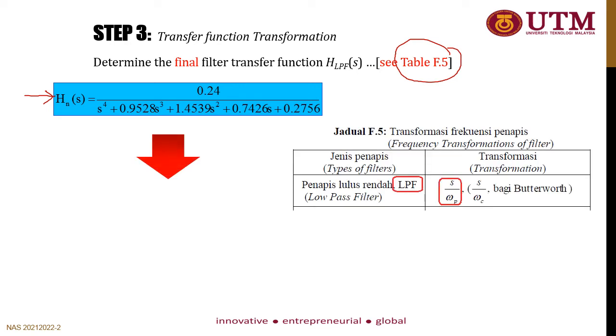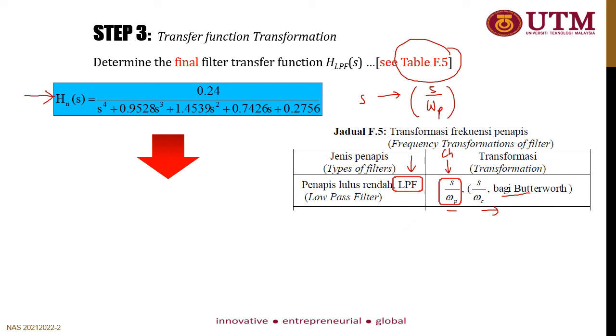This is how part of table F.5 looks like. You need to refer to the correct type of filter. In this case, we have a low pass filter, and you need to refer to the transformation equation. All s for this particular example must be replaced by s over omega p. What is omega p? It is the passband frequency. The left hand side is for the Chebyshev, while the right hand side is for Butterworth. In this case we use the Chebyshev transformation.